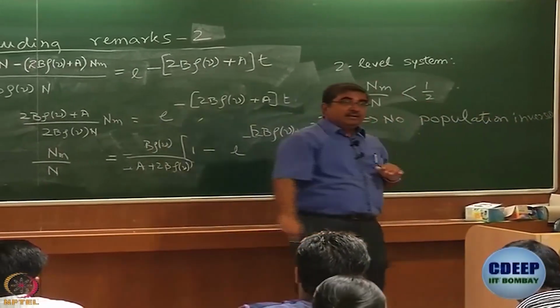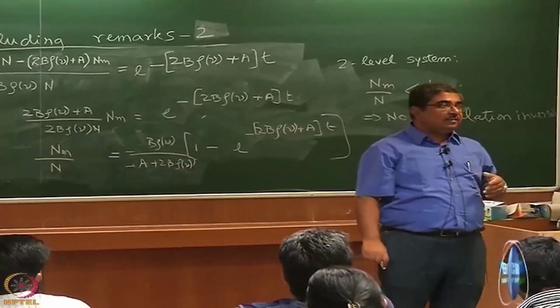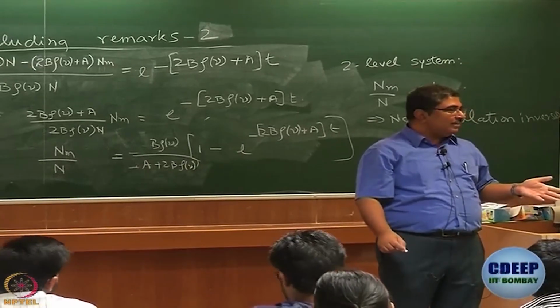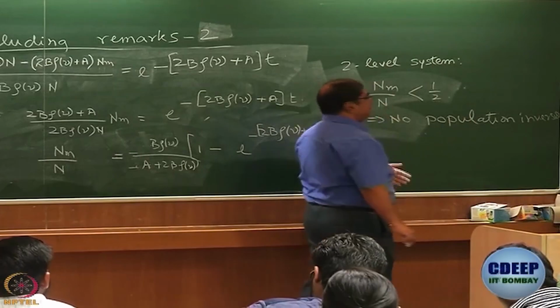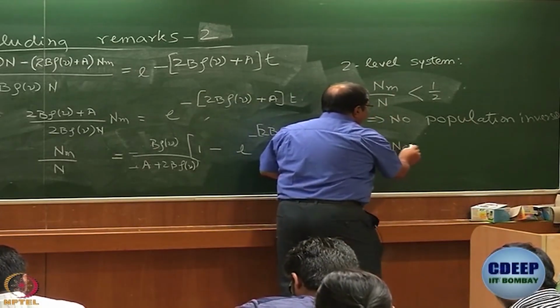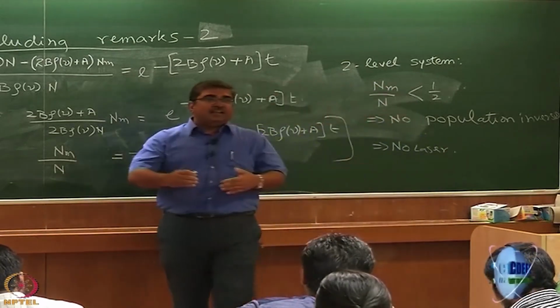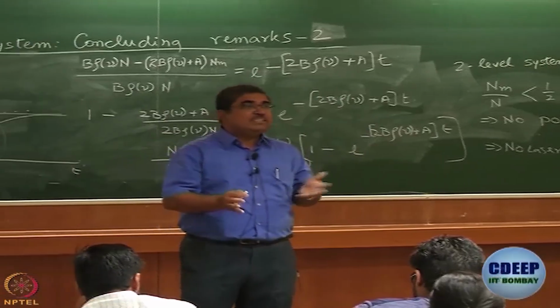And if you remember, what was the essential condition to get net stimulated emission? Population inversion, right? So we see that since there can be no population inversion in a two-level system, it implies that you cannot make a laser out of this two-level system. You cannot get net gain from a two-level system. But of course, lasers are there, right?